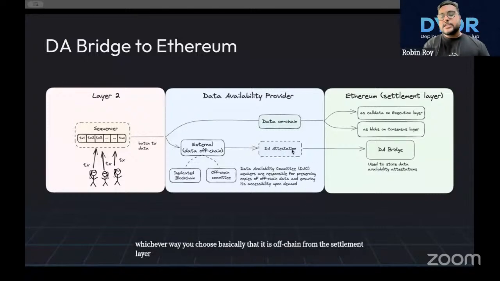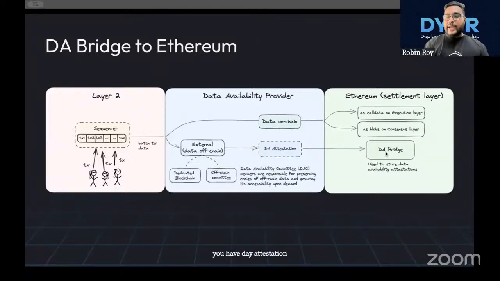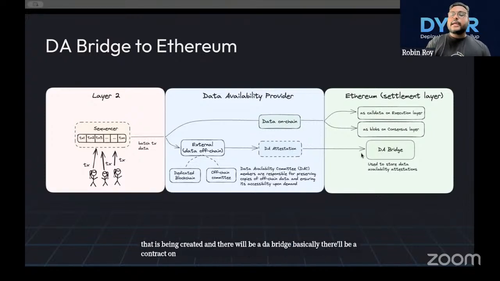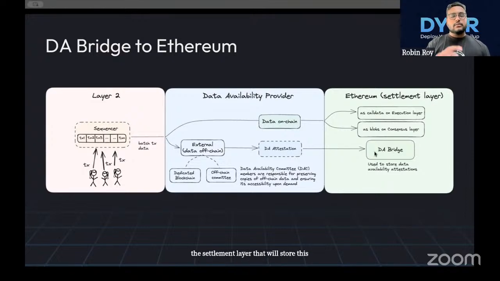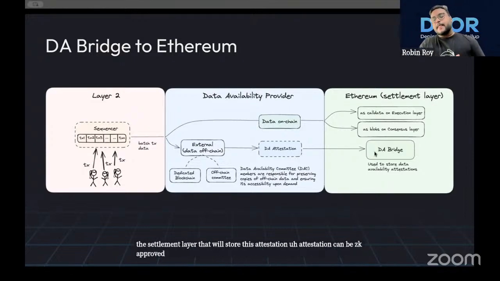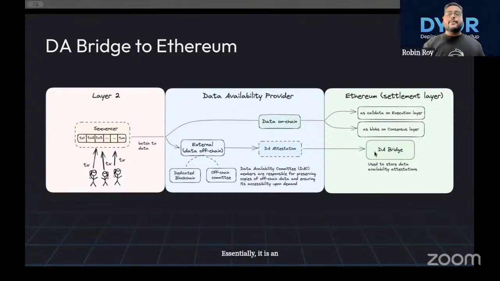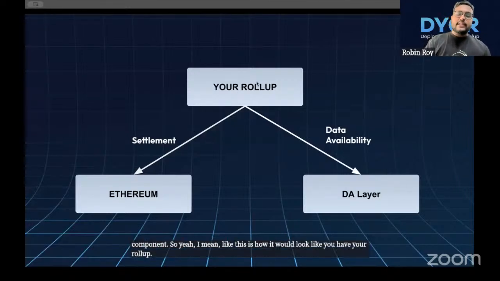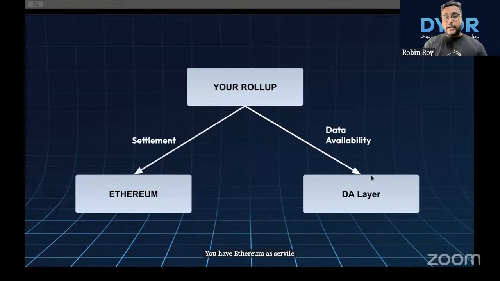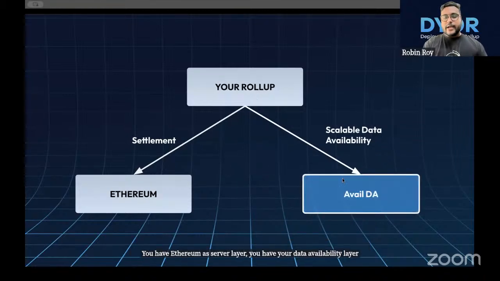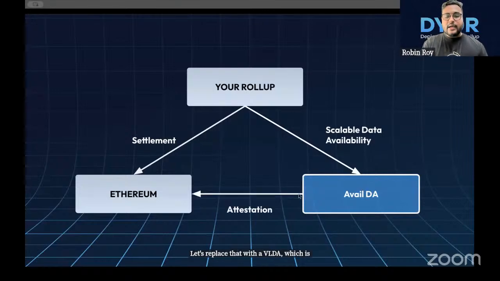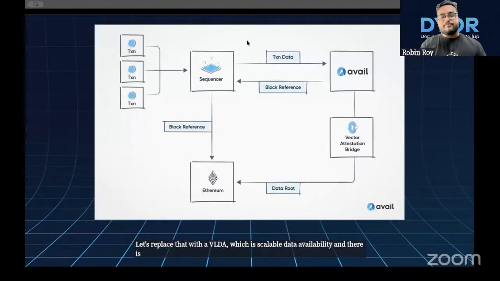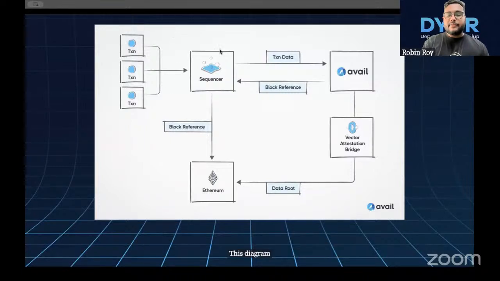You have a DA attestation that is being created, and there will be a DA bridge. Basically, there will be a contract on the settlement layer that will store this attestation. Attestation can be ZK proofs or something else, but essentially it is an attestation that the data is available on the off-chain component. So this is how it would look. You have your rollup, you have Ethereum as settlement layer, you have your data availability layer. Let's replace that with Avail DA, which is scalable data availability, and there is the attestation being sent back to Ethereum.